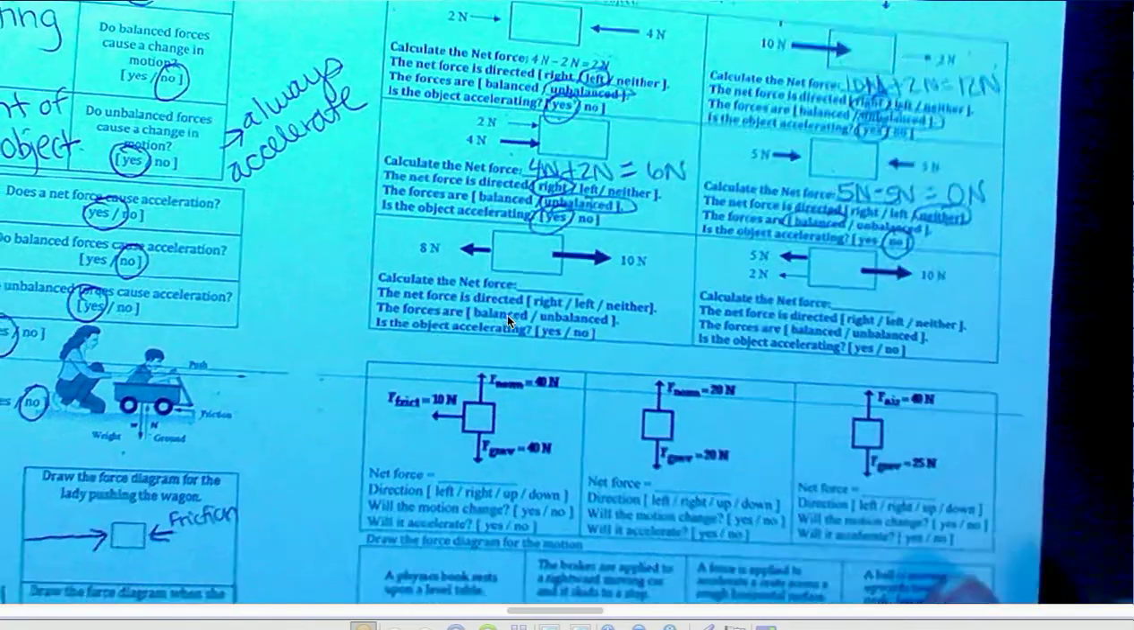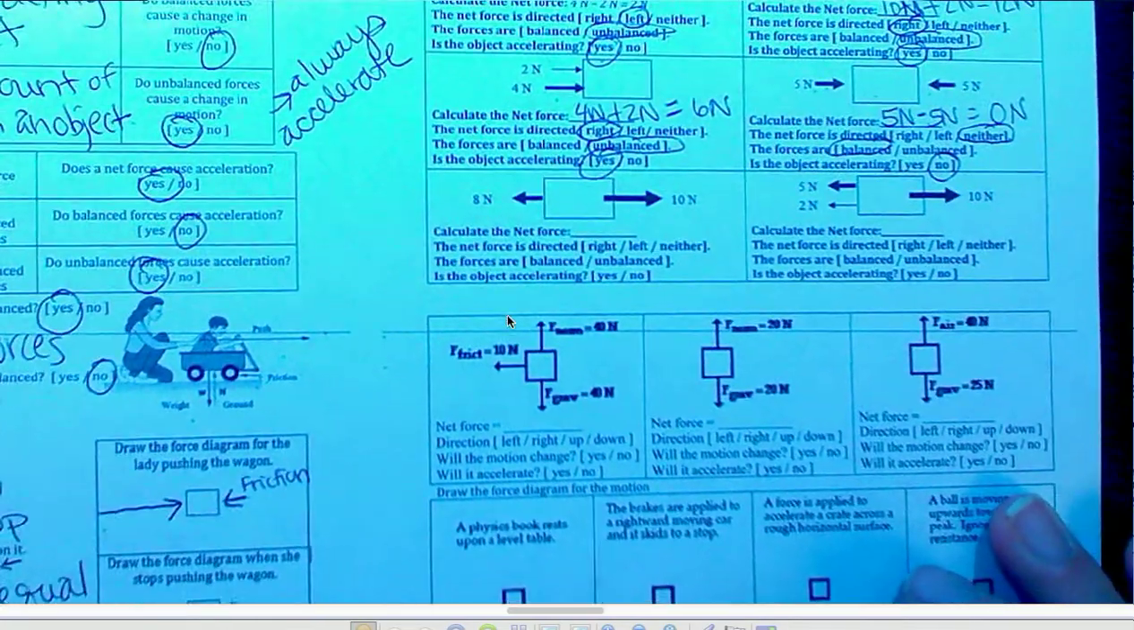Right here, we have 5 newtons pushing to the right and 5 pushing to the left, so they're going against each other, so we subtract. So we should get 0 newtons. Okay? Because we get 0, that means we're not going anywhere. We're balanced. So we're not going to move, and we're going to be balanced. And since we're not moving or changing our direction, we are not accelerating.